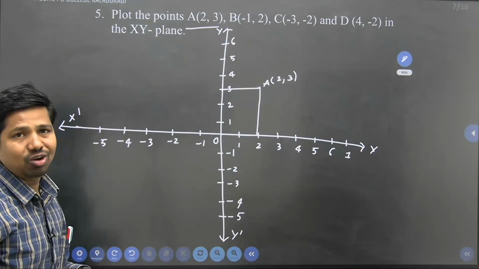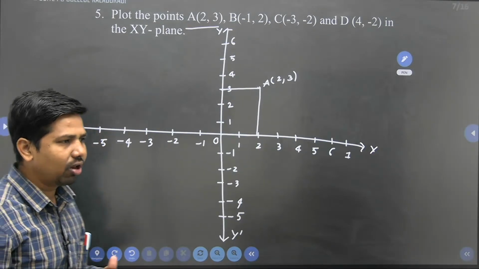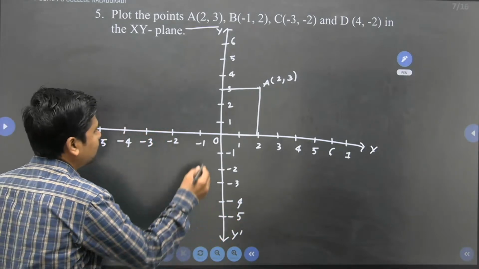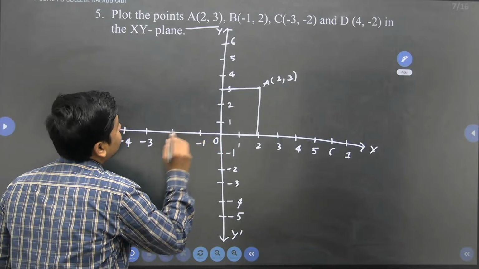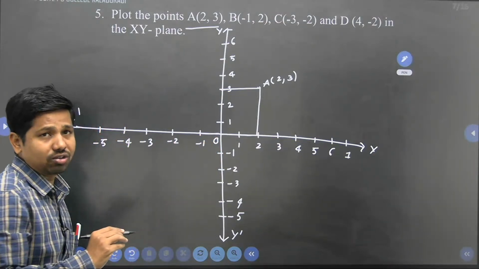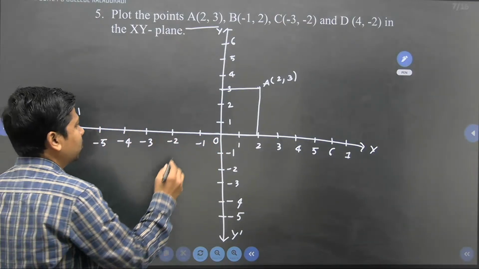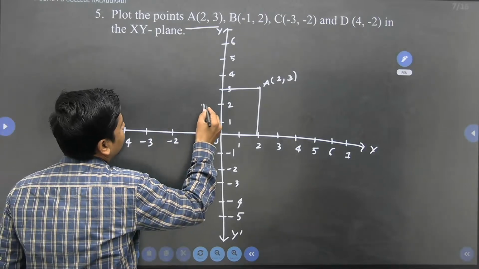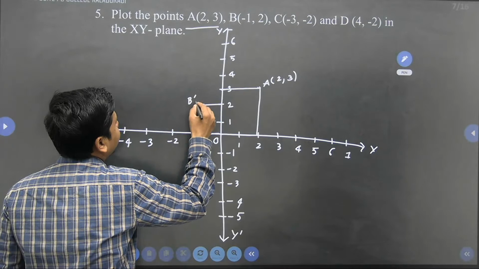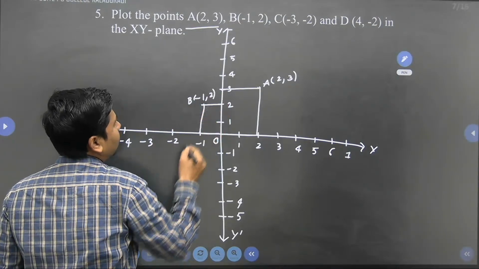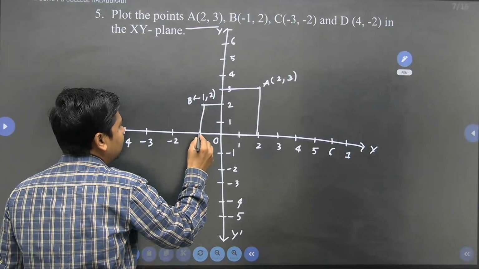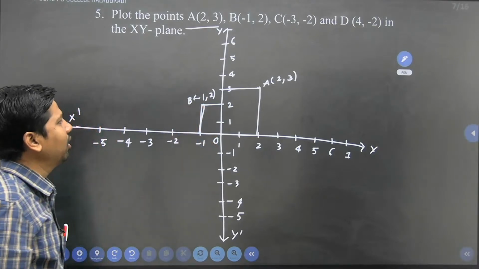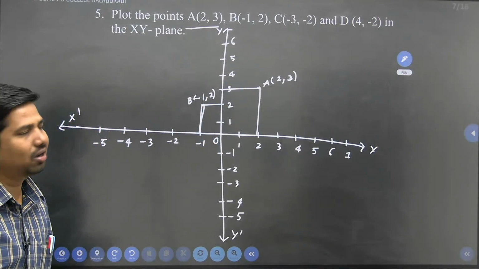Second, (-1, 2). You have to move 1 unit along the negative x-axis because the sign is negative, and along the positive y-axis you have to move 2 units. This is your point B, (-1, 2), right? Here x is -1 and y is +2. The point (-1, 2) lies in the second quadrant.